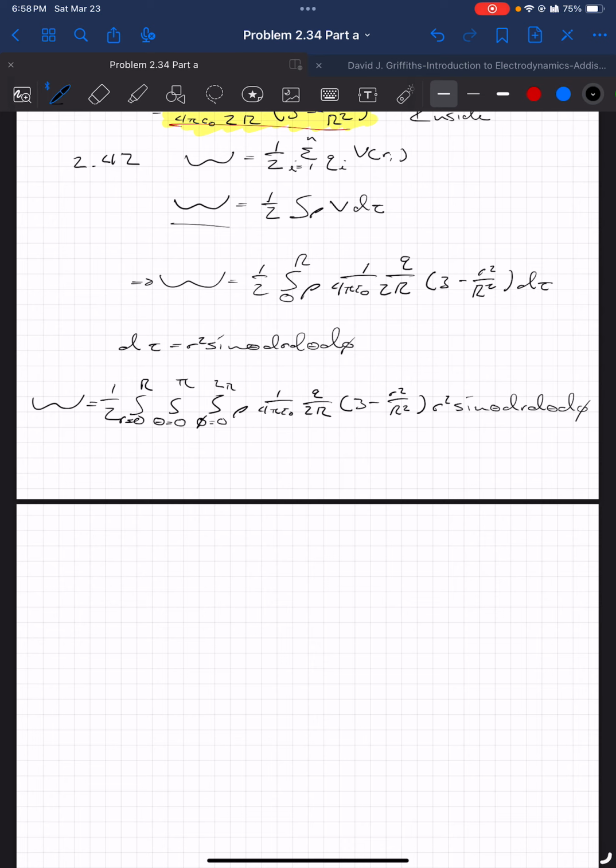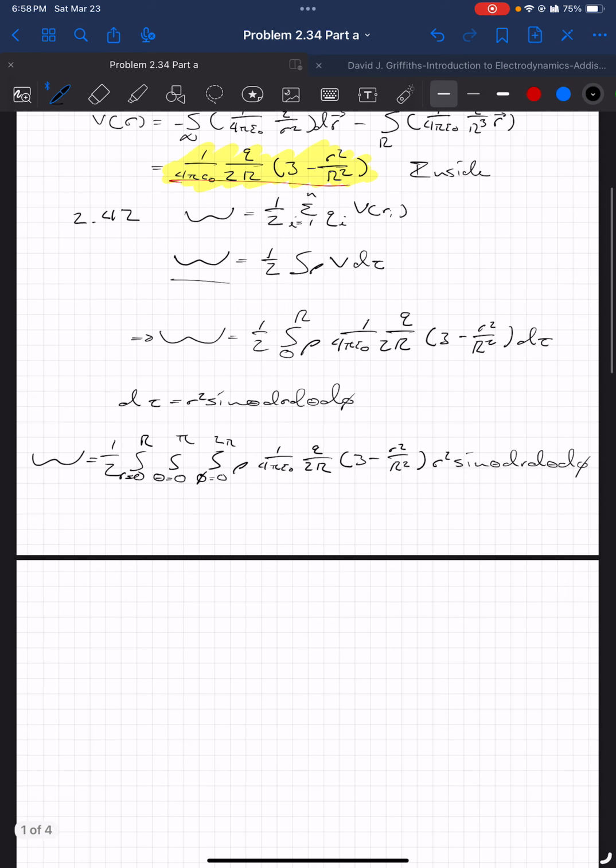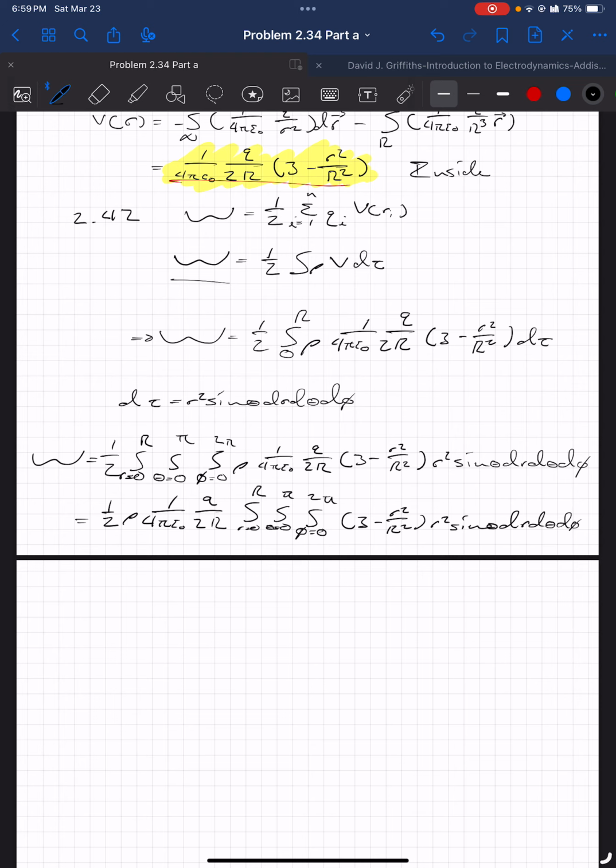And we can do this because these values do not change in response to the integrals. So we will instead have it equal to 1/2 rho times 1 over 4 pi epsilon naught times q over 2r, multiplied by the integral with r from 0 to large R, theta from 0 to pi, and phi from 0 to 2 pi, multiplied by, within, we still have 3 minus r squared over large R squared, r squared on the outside. Oh, no, we still have sine theta. So we have sine theta still in there, dr d theta d phi.